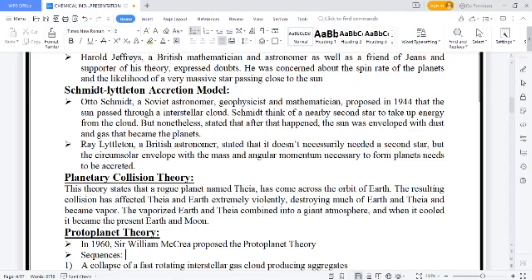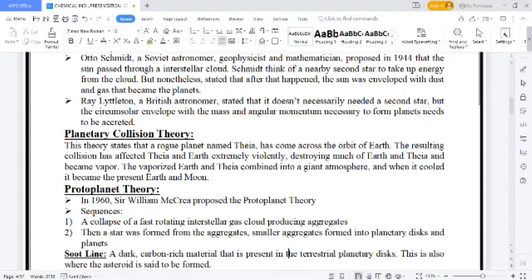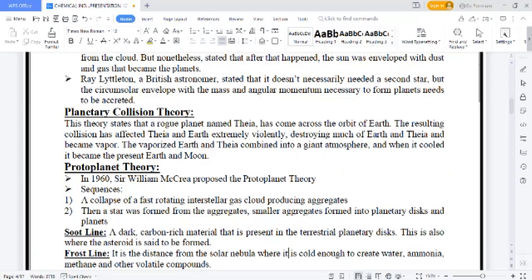The sixth theory is protoplanet theory. In 1960, Sir William McCrea proposed the protoplanet theory, and he represented the sequence in two types. First is the collapse of a fast-rotating interstellar gas cloud producing aggregates, and after this, the star was formed from the aggregates. Smaller aggregates formed into planetary disks and planets.